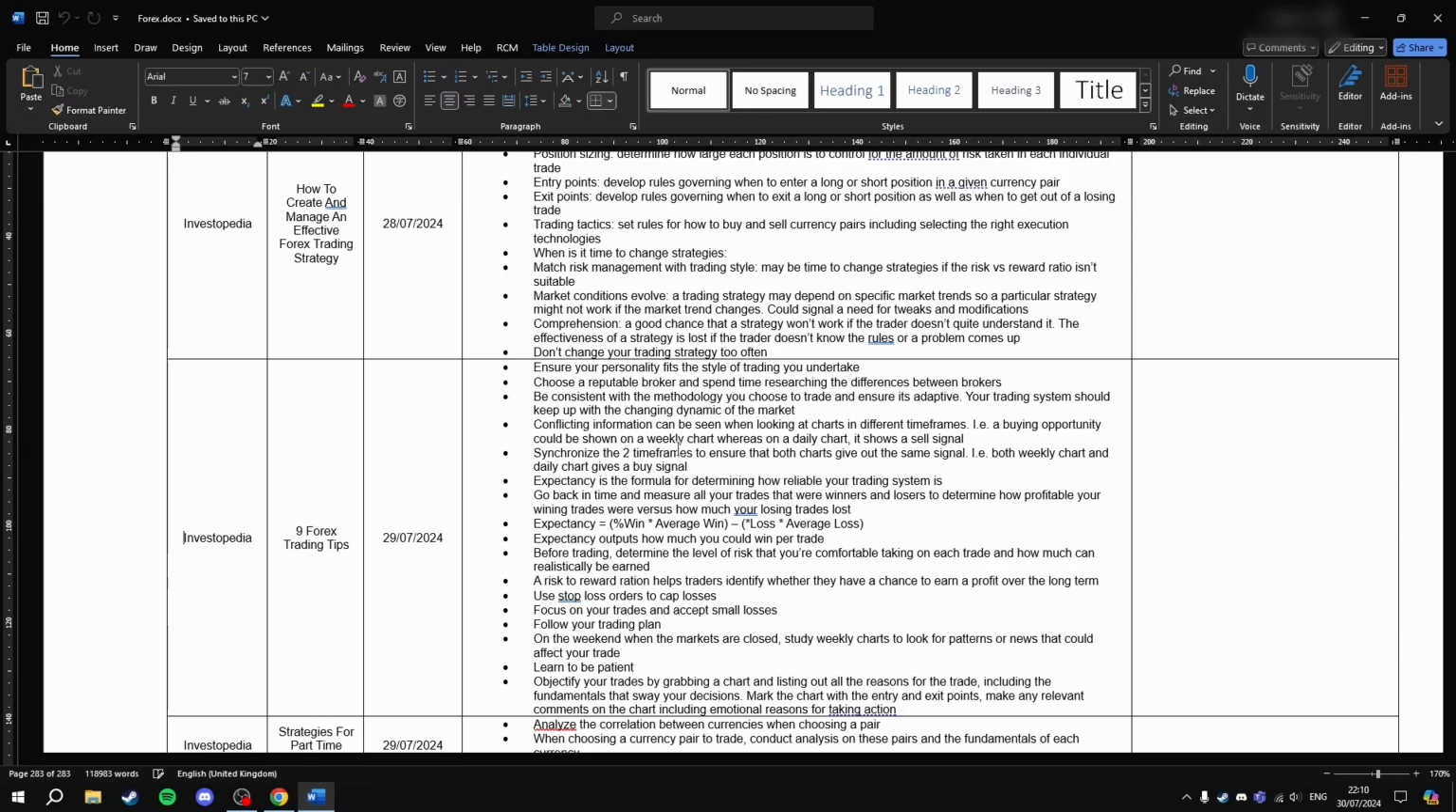Expectancy is a formula for determining how reliable your trading system is. So go back in time and measure all your trades that were winners and losers to determine how profitable your winning trades were versus how much your losing trades lost. Your expectancy is equal to the percentage win times your average win amount, minus the percentage loss times your average loss amount. Your expectancy outputs how much you could win per trade.